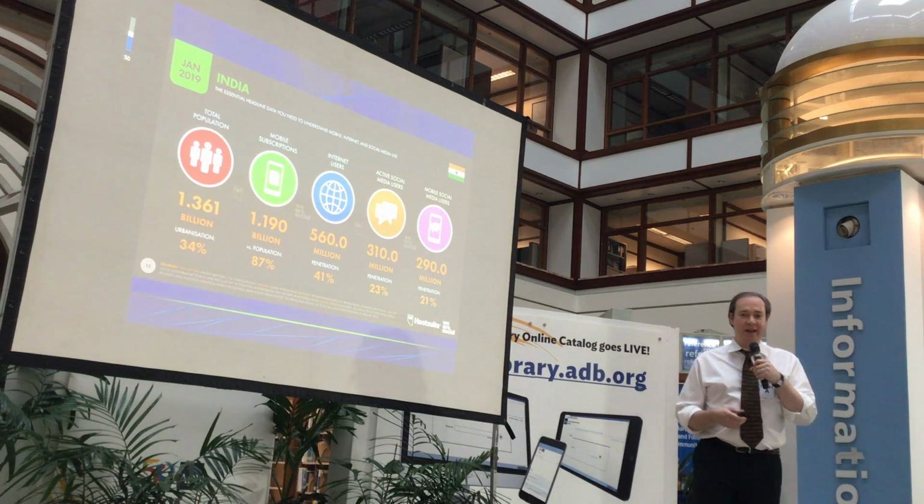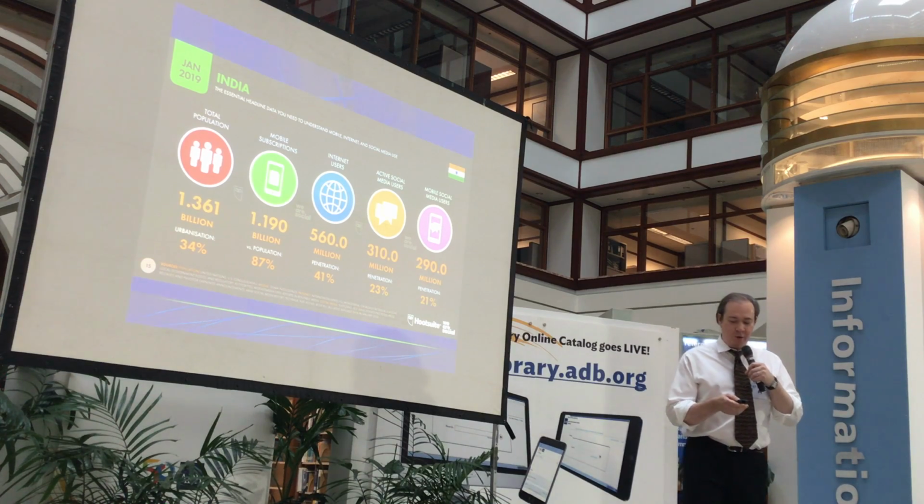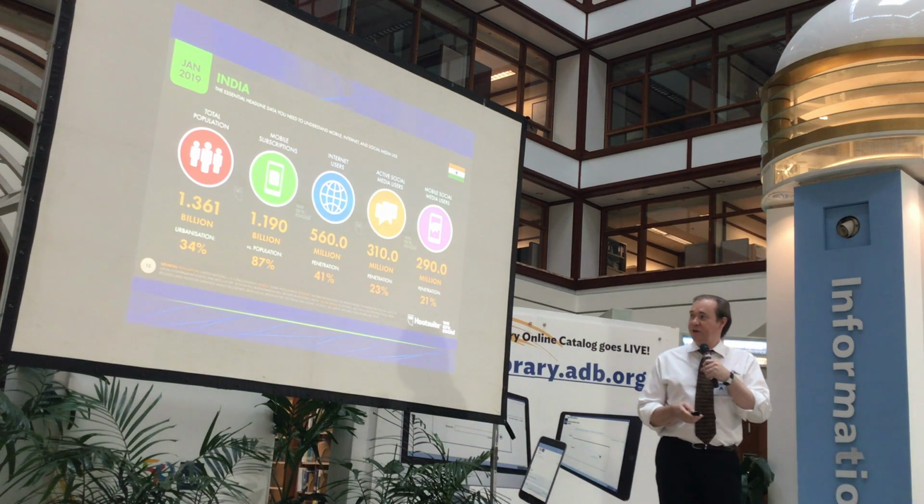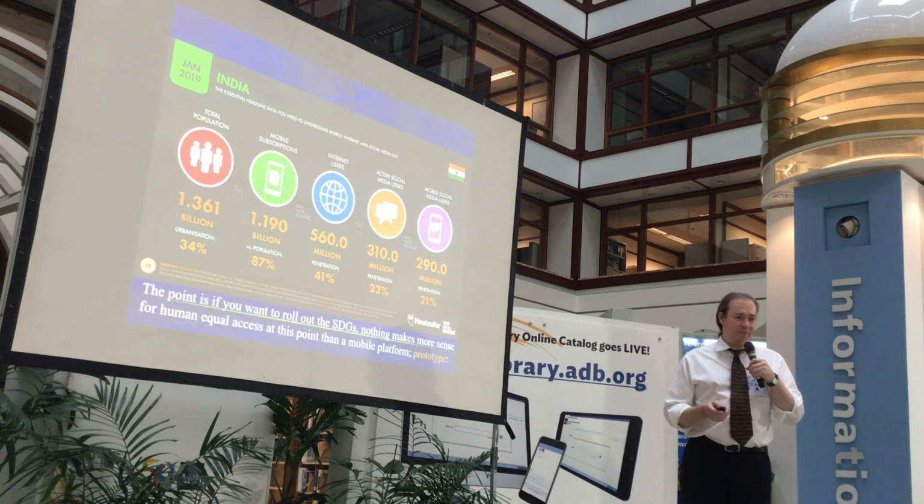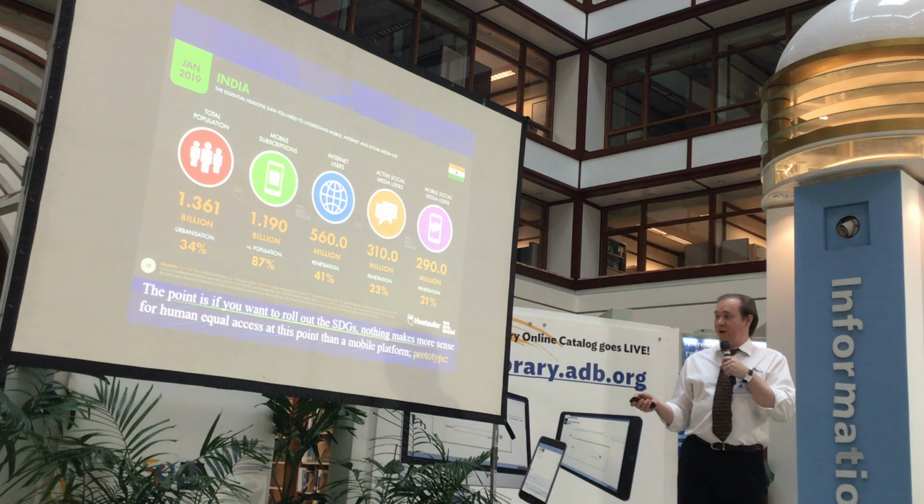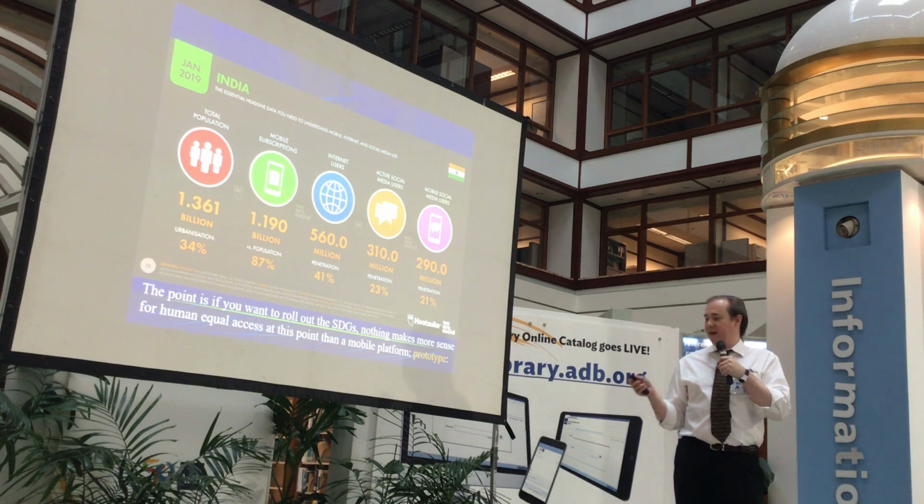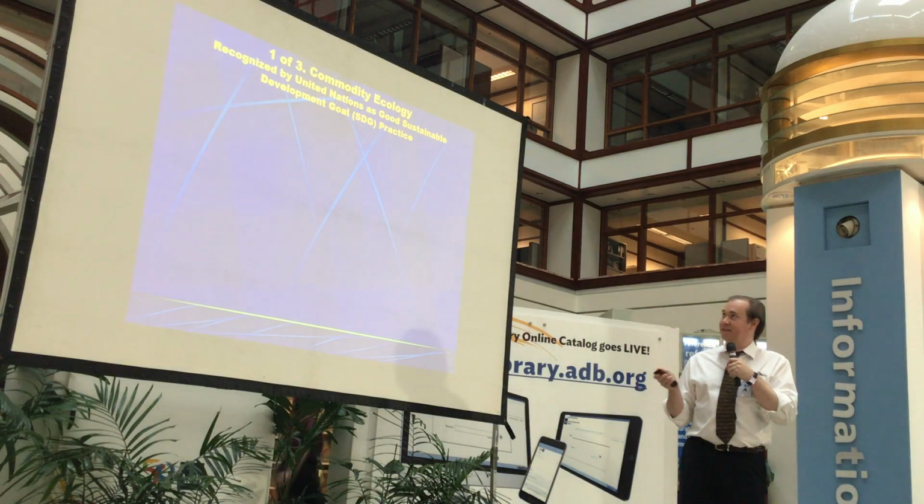So you make a good application on a mobile phone, and you have a much more efficient way to roll out sustainable development goals. The point is, if you want to roll out the SDGs, nothing makes more sense for human equal access at this point than a mobile platform. And the prototype is this.